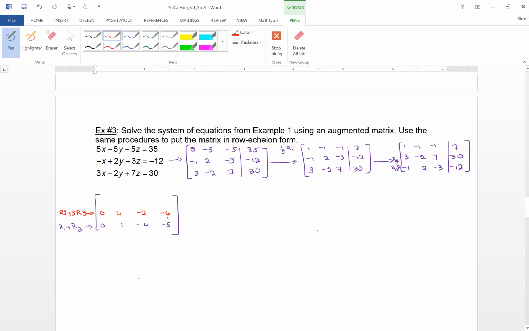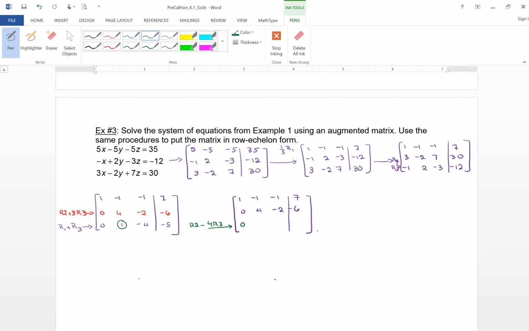Okay? Now let me just put that other row back. Now all I need to do is make this into a 0. I also have to divide this and make it a 1, right? By 4, actually.